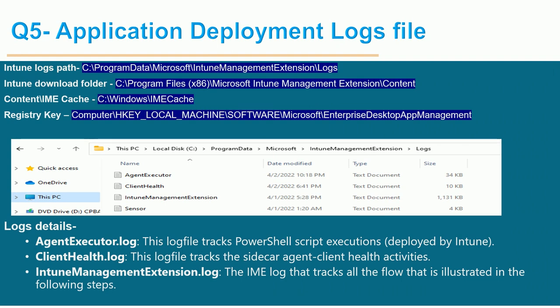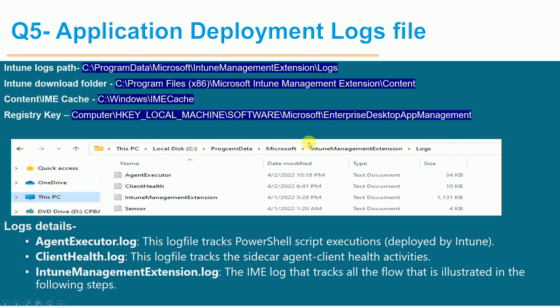Now question number 5, application deployment log files. Once we have deployed any application, what about the log files? What log files can we check for your application deployment? This is the log file path: C drive, ProgramData, Microsoft, Intune Management Extension, and then Logs. In the screenshot you can see the same.